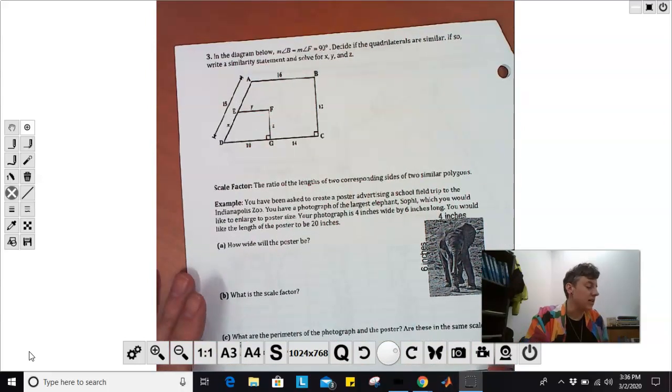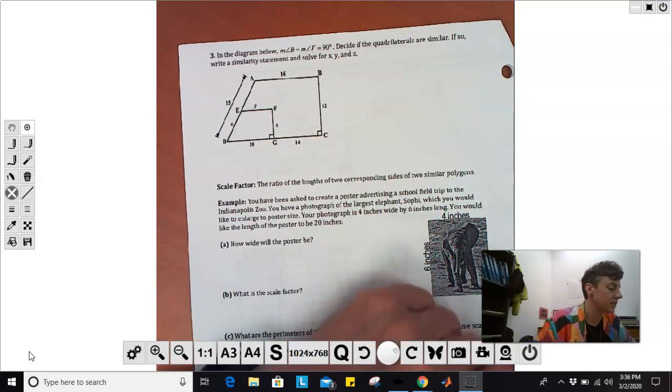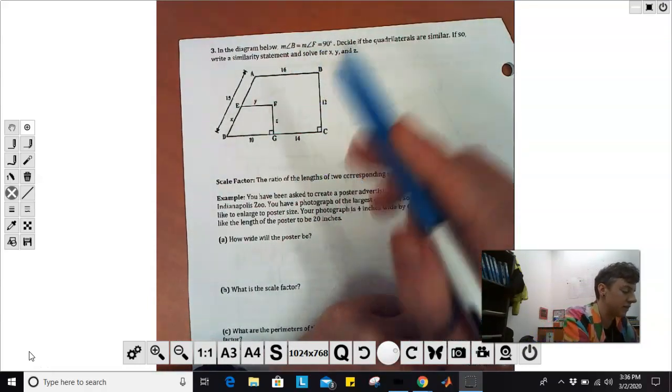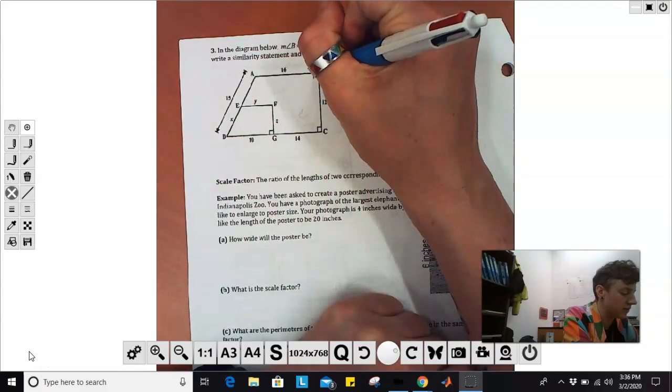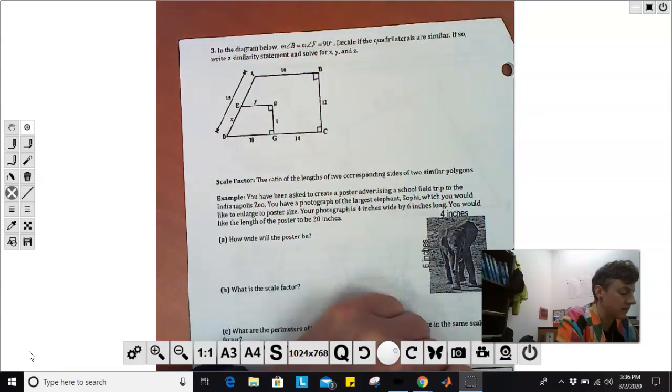Question number 3. In the diagram below, angle B and angle F. Angle B is equal to angle F, and it's 90 degrees. Well, I'm marking that up right now. Angle B is 90. You're also 90. Decide if the quadrilaterals are similar. If they are similar, write a similarity statement and solve for x and y and z.